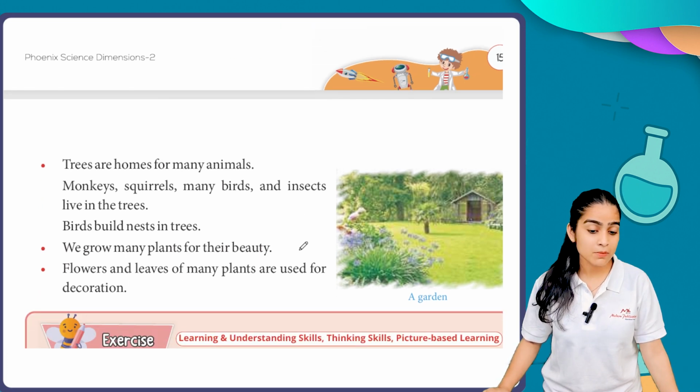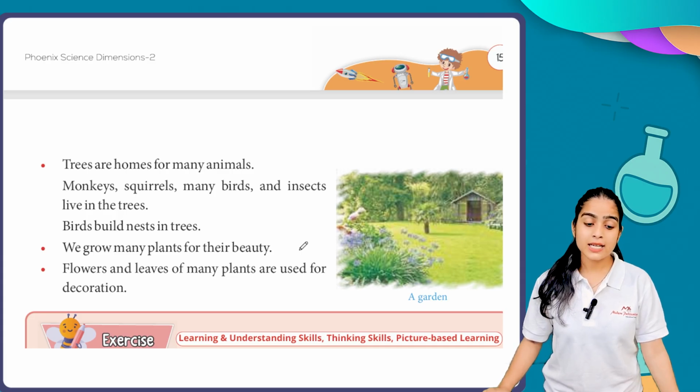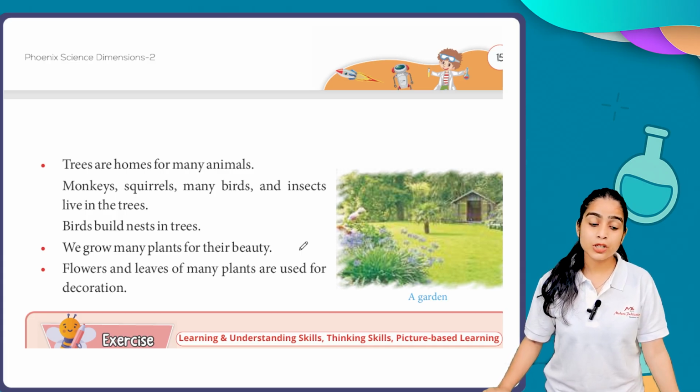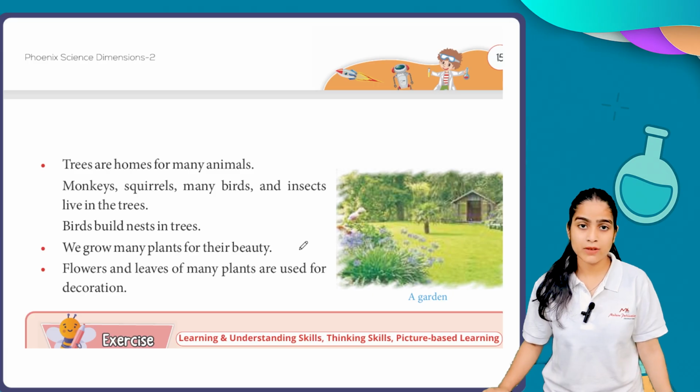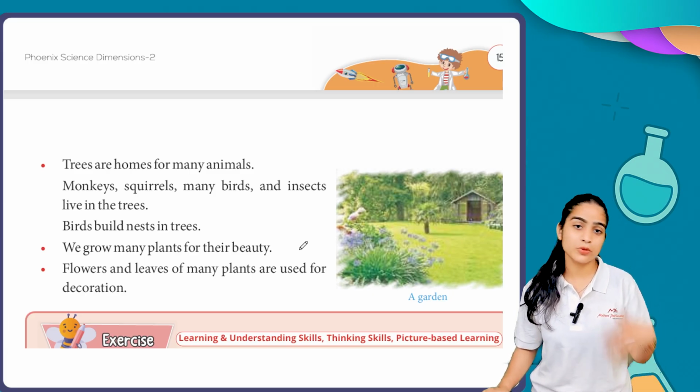We grow many plants for their beauty. Flowers and leaves of many plants are used for decoration as well. We use flowers in our weddings to make them beautiful, right?